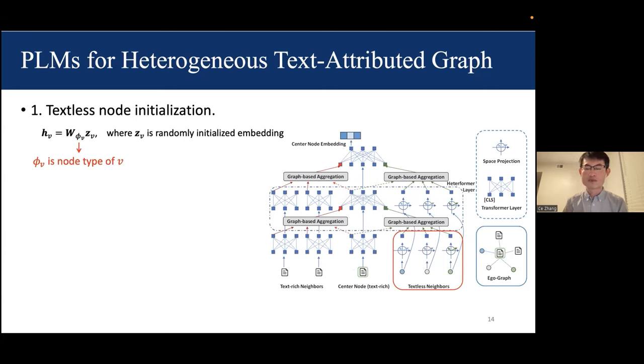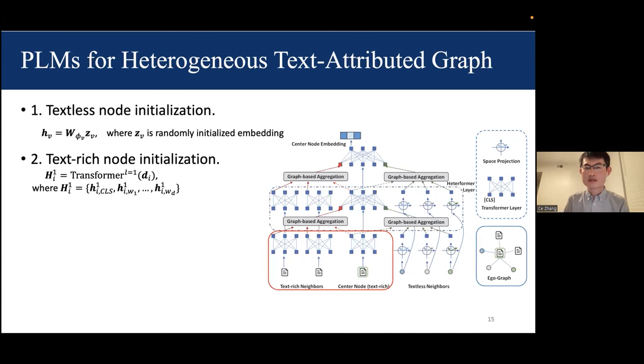The first step here is node feature initialization. Let's first look at how we do initialization for textless neighbors. For each textless neighbor, we randomly initialize an embedding called Z. Then we multiply Z by a learnable parameter W, and we obtain a new embedding H. So for these three neighbors, we have three different embeddings, H1, H2, H3.